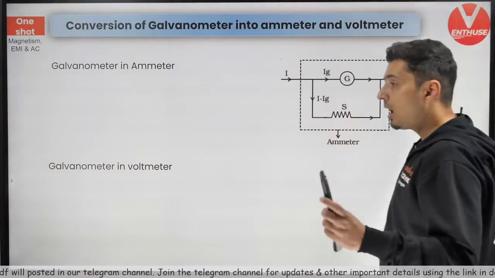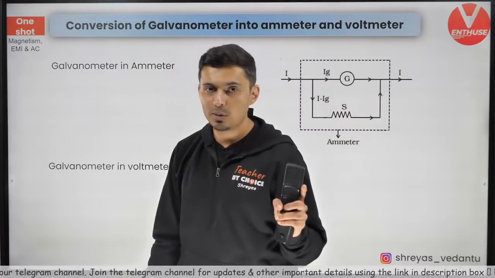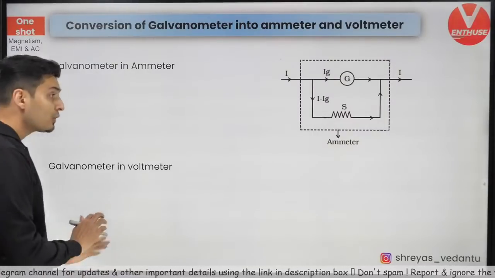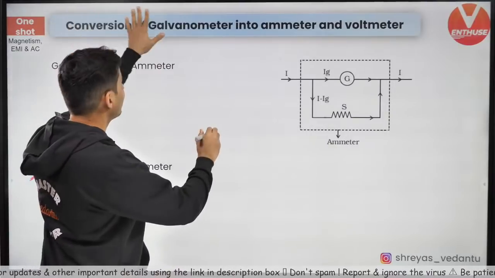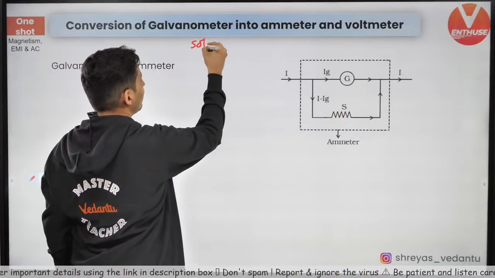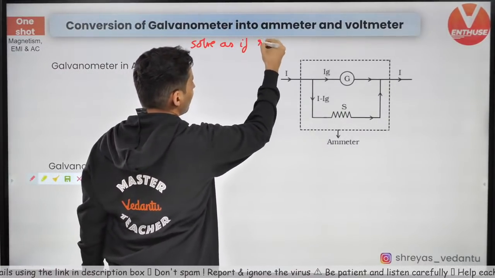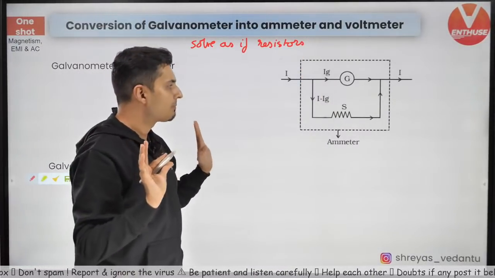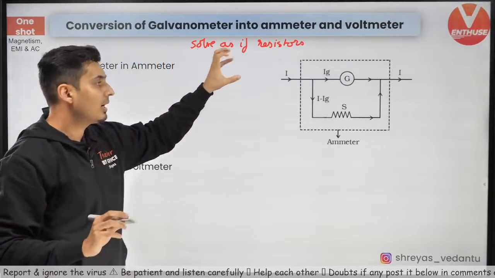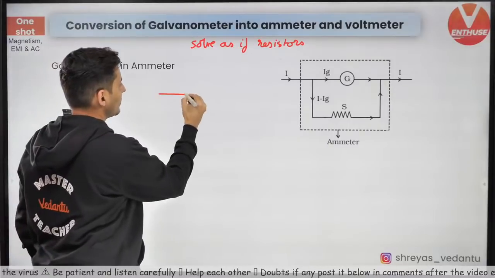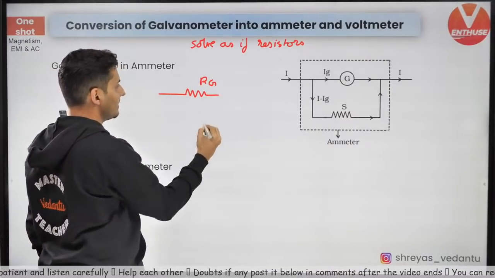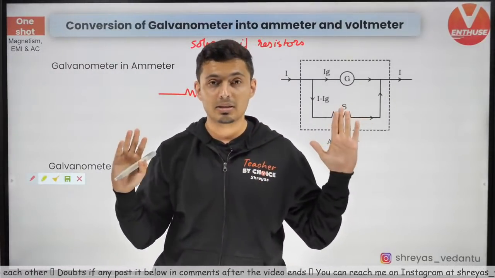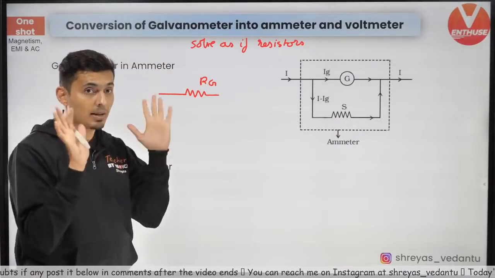Fair enough. How do you convert a galvanometer into voltmeter or galvanometer into ammeter? Very easy. Simple things. Solve it like problems of resistance. Whenever this conversion comes, solve as if you are solving a resistors problem. What do I mean? If you want to convert a galvanometer into an ammeter, the galvanometer, think of it like a resistance. Bypass. Whenever there is an ammeter, you have to bypass it.